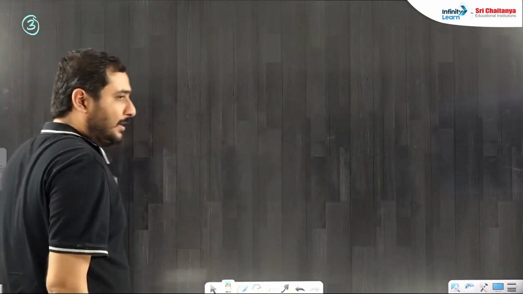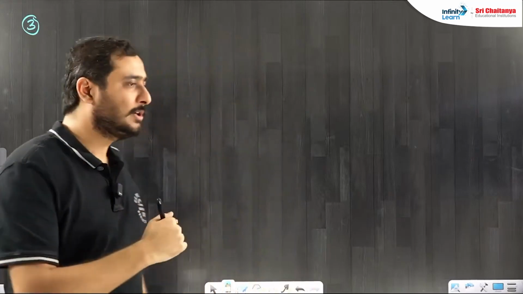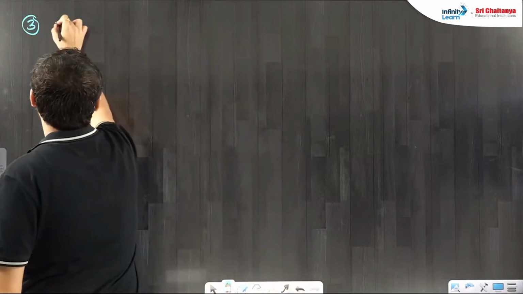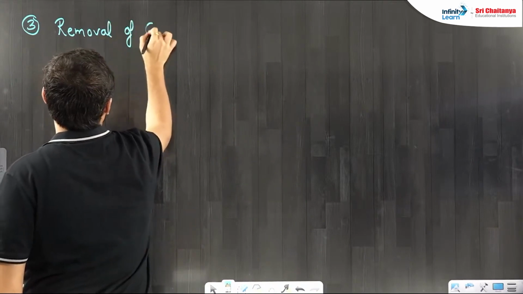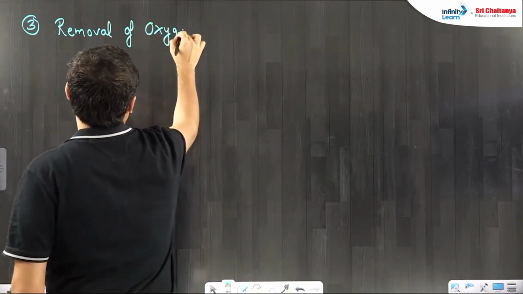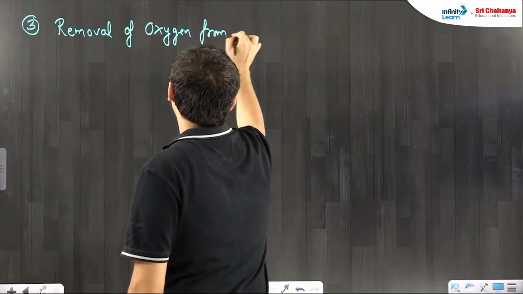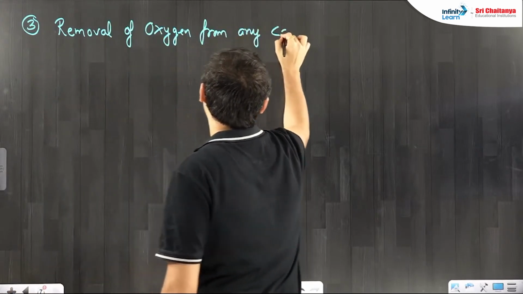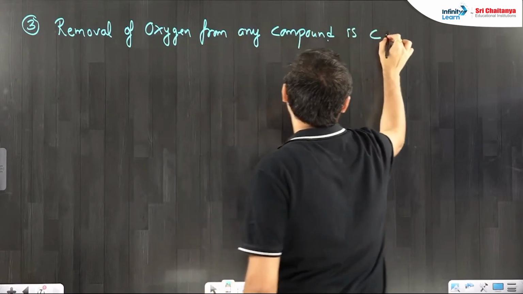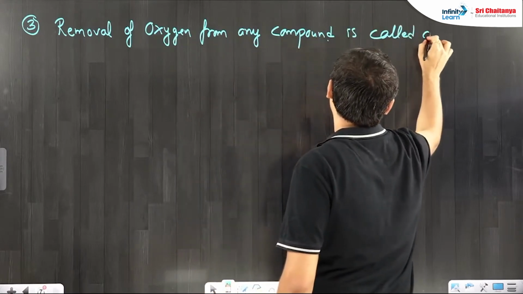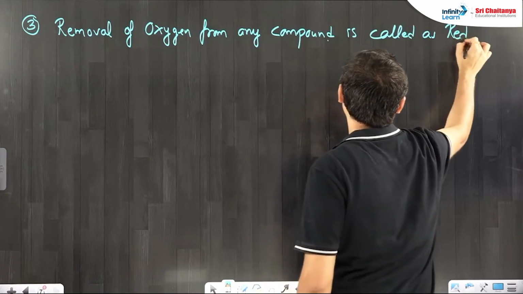So now in case of oxidation, oxygen is added. So in case of reduction, oxygen will be removed. So what we write here? Removal of oxygen from any compound is called as which process? Reduction process.